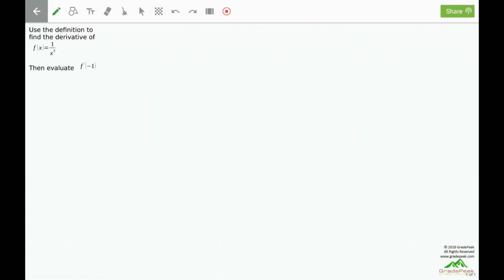Use the definition to find the derivative of f of x equals 1 over x cubed, then evaluate f prime of negative 1. The first thing to do is write down the definition of the derivative. F prime of x will equal the limit as h goes to 0 of f of x plus h minus f of x all over h.